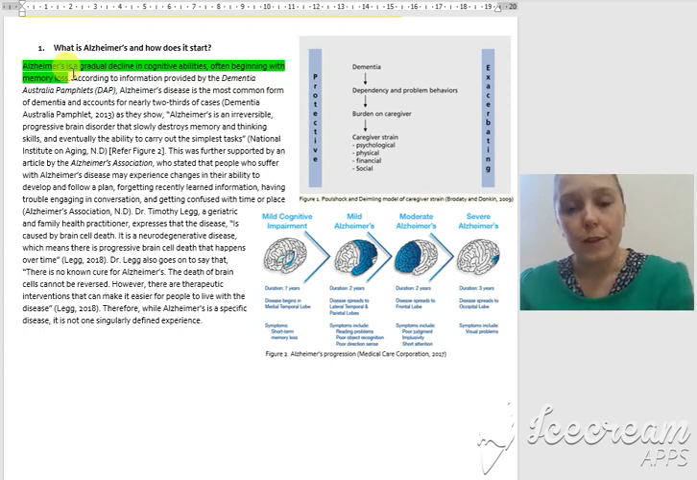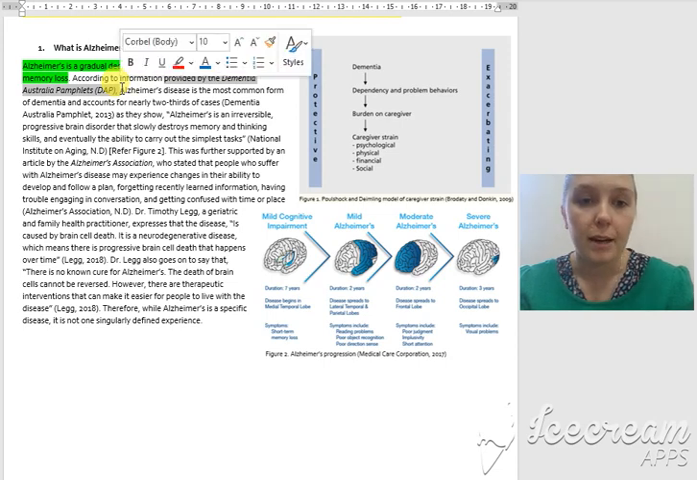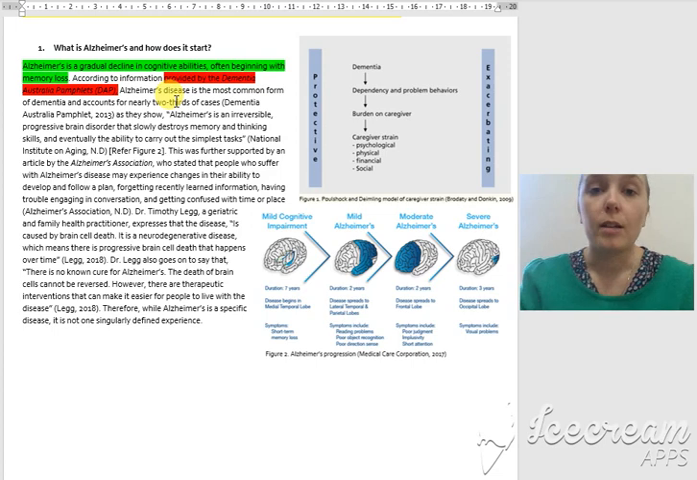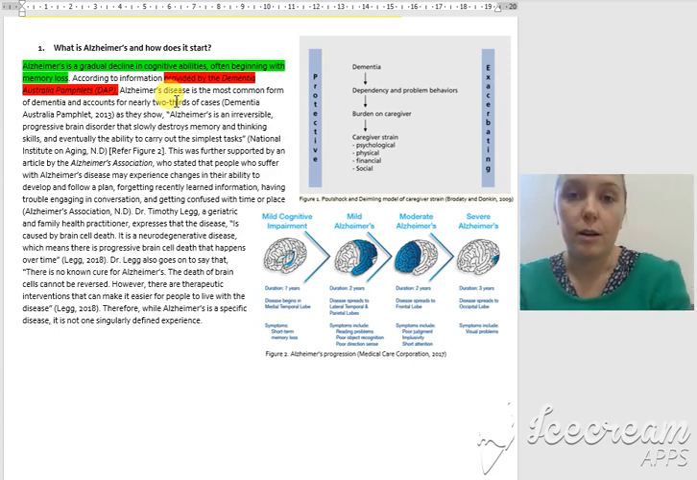The pros of this is that when you introduce your source, you allow your reader or viewer to understand why you've selected that one. So for example, I can see that they have information provided by Dementia Australia. Now, they have inferred to me that the people who produced this pamphlet, Dementia Australia, are likely to be well informed and they're likely to be a credible resource.